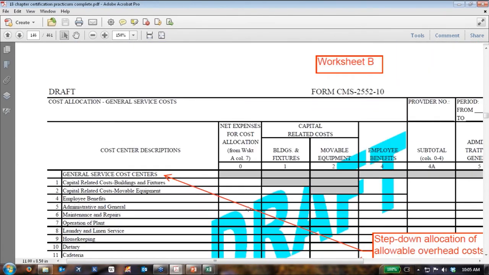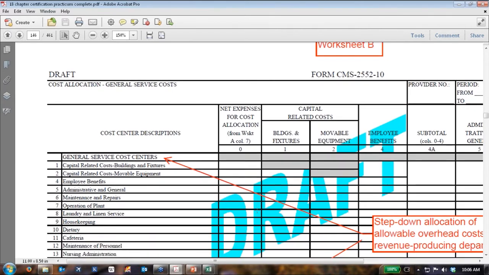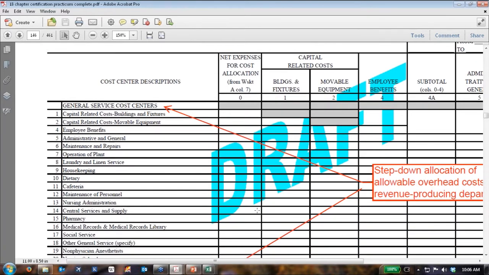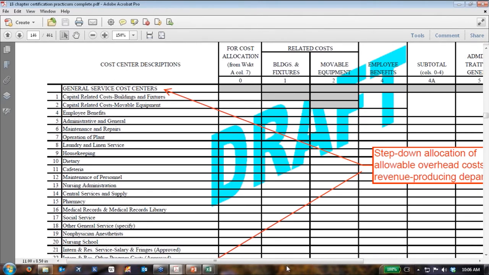Then in worksheet B, this is the most important, or the core, the heart of a cost report, in my opinion. This is a step-down calculation, and I'm going to show you how this works in a simplified example.